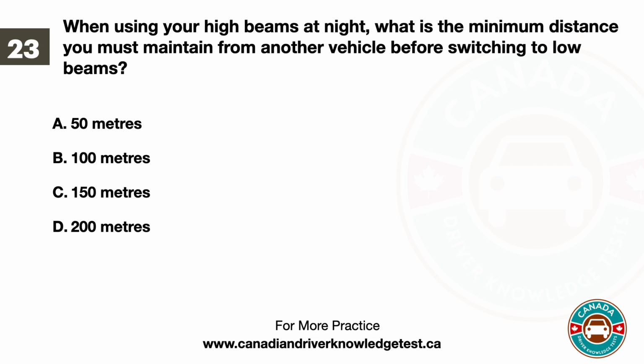Question 23. When using your high beams at night, what is the minimum distance you must maintain from another vehicle before switching to low beams? A. 50 meters. B. 100 meters. C. 150 meters. D. 200 meters. The answer is C. 150 meters.